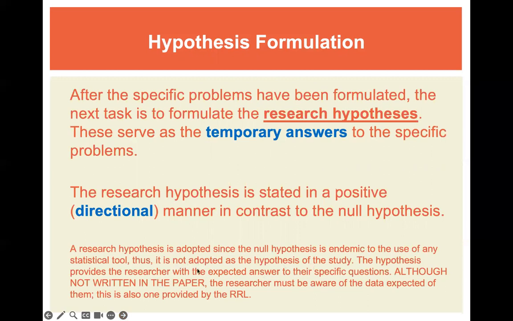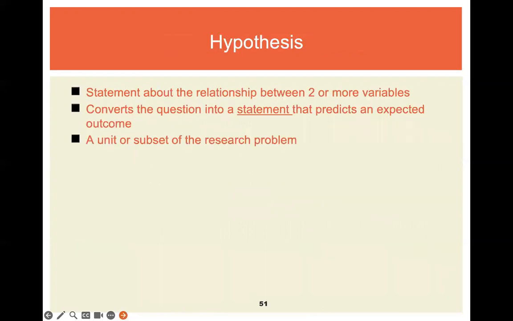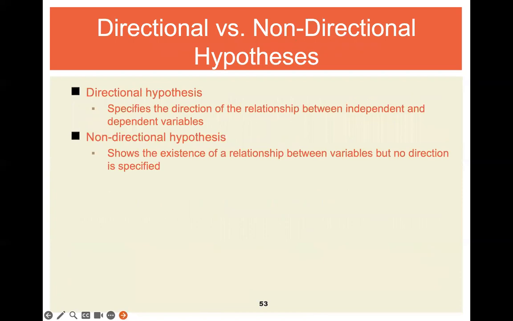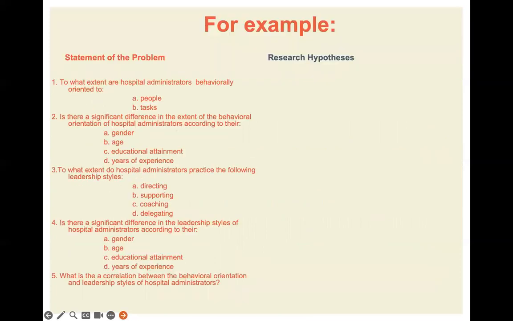The hypothesis provides a researcher with the expected answer. Although sometimes it's not written in the paper, the researcher must be aware of the data expected of them. And this one is also provided by the RRL. So the hypothesis is an intelligent one, no? That answers the question. And as I said, we already aim at the directional one versus a non-directional one, a research hypothesis instead of a null hypothesis.